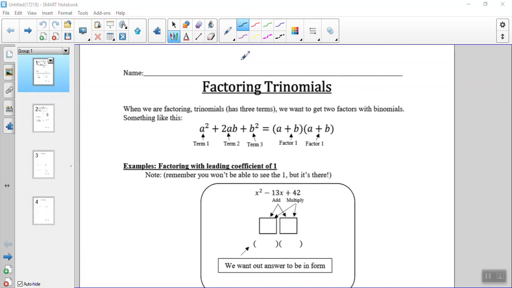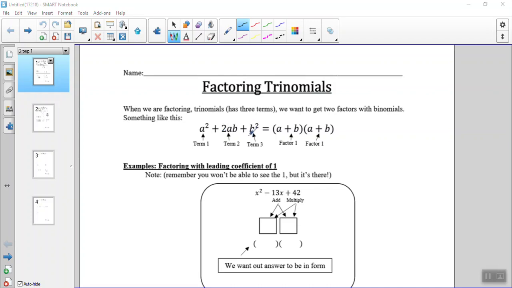Alright class, so in this lesson we're going to learn how to factor trinomials. Trinomials is where you have three terms. Remember, a term is anything that's being separated by an addition sign or a subtraction sign. In this case, it's just addition right here.